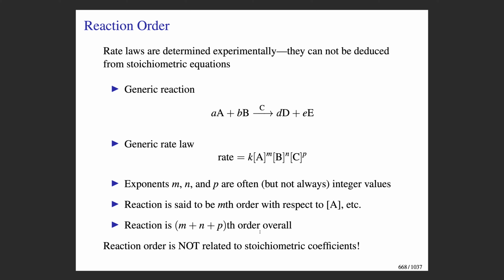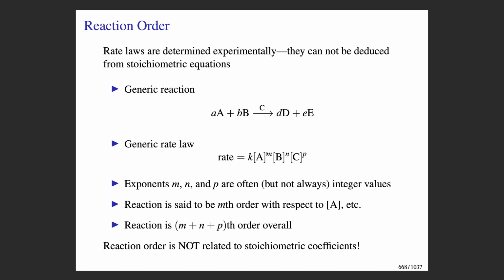A little bit of the lingo, the term reaction order is used to characterize rate laws. The reaction order refers to the power to which the concentration of the reactants are taken. So in this generic reaction here, we've got species A, species B, perhaps a catalyst C, and products D and E. The little a, b, d, and e are stoichiometric coefficients. Here is a generic rate law for this reaction.